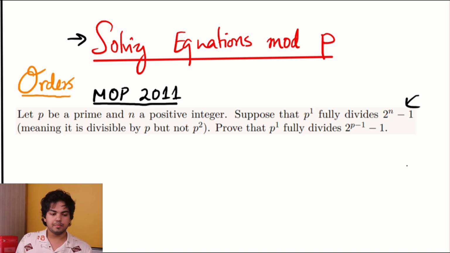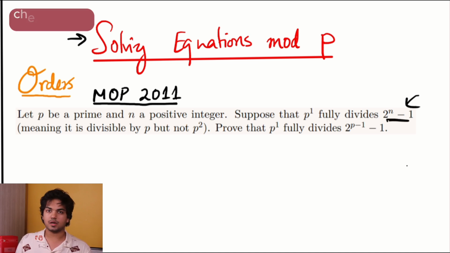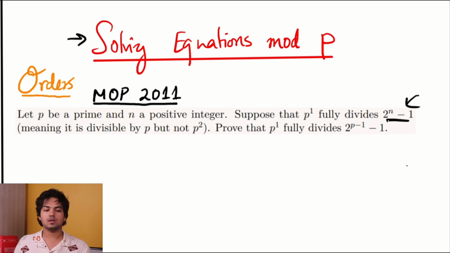And the question says, let p be a prime and n a positive integer. Suppose that p to the 1 fully divides 2 to the n minus 1. And they justify that what fully divides means is that it's divisible by p, but not p squared. The exponent of p that shows up in 2 to the n minus 1 is 1, not a higher power. If this is the case, prove that p to the 1 also fully divides 2 to the p minus 1 minus 1. The highest power of p that shows up inside this guy is 1. Obviously, as usual, pause the video and try it on your own.